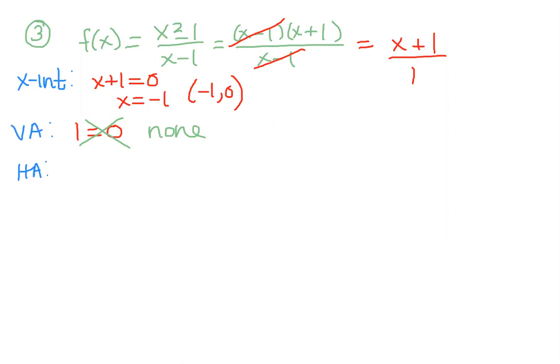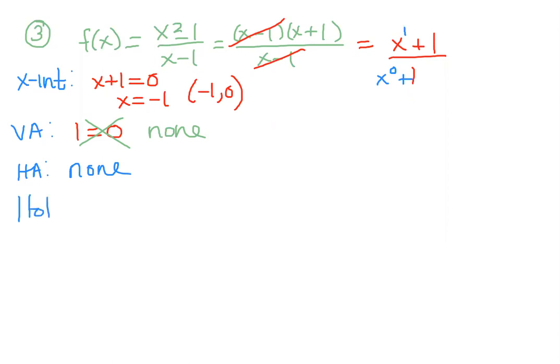What's the degree of the numerator? 1. What's the degree of the denominator? 0, because we could think of it as x to the 0 power. So the top is bigger than the bottom, so there is no horizontal asymptote.